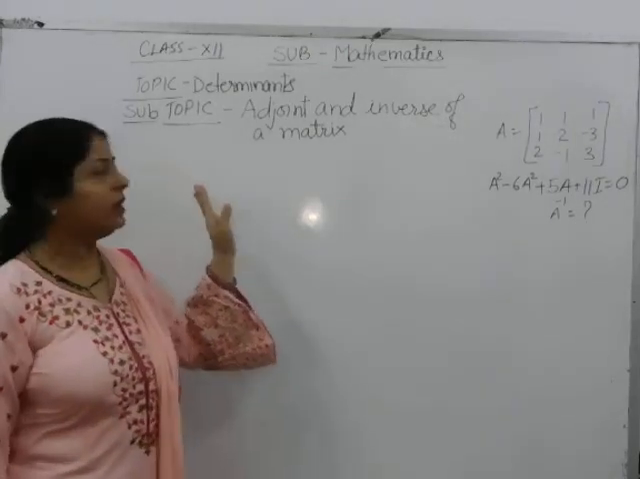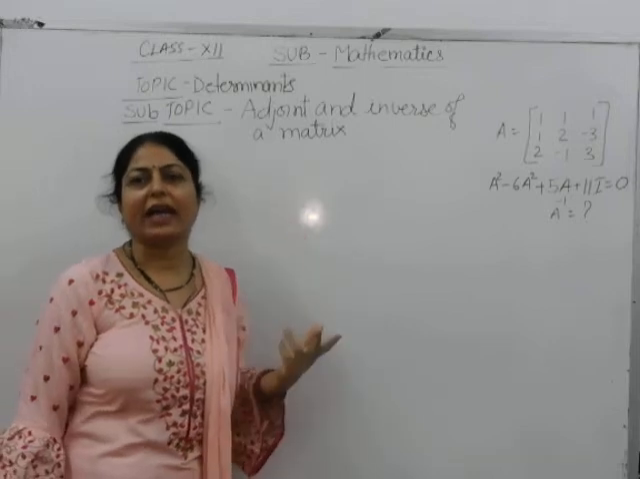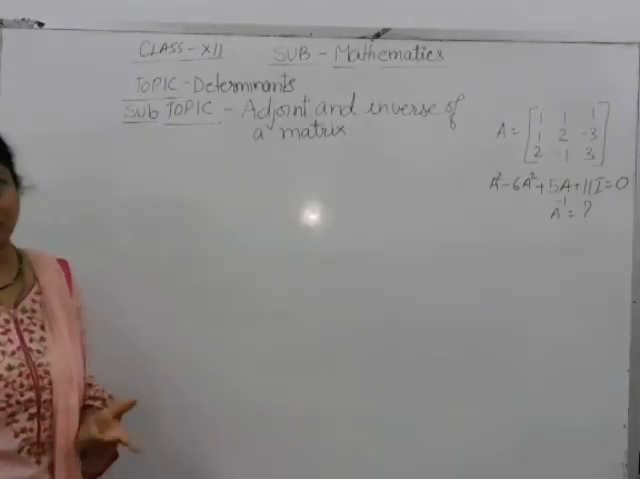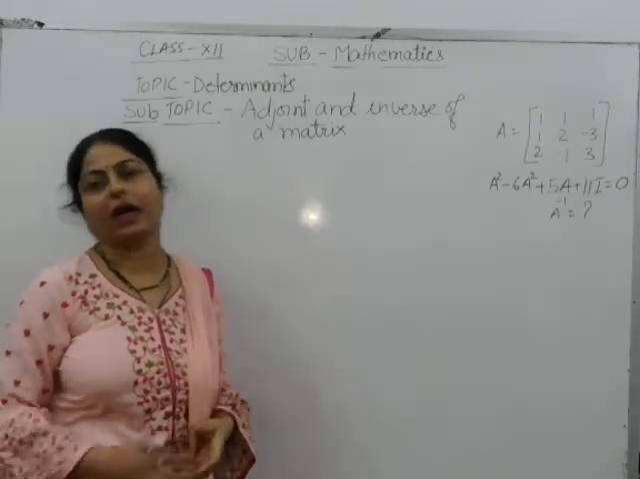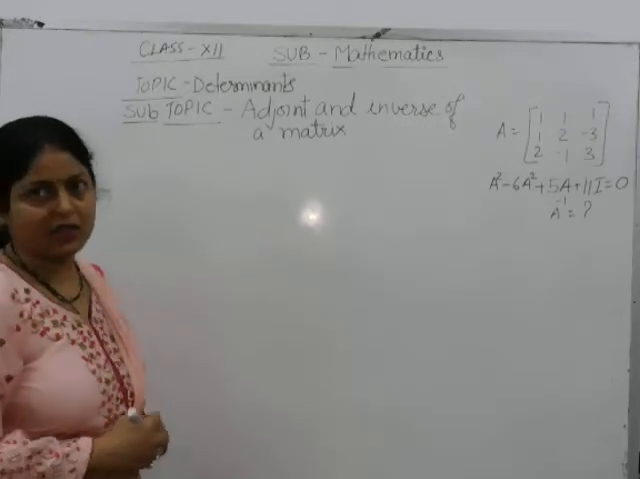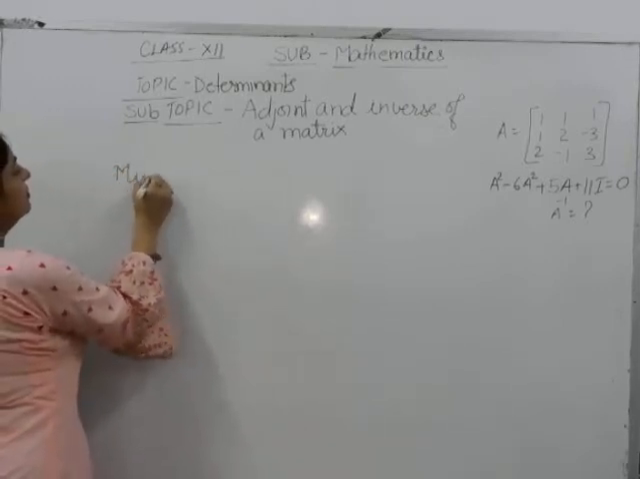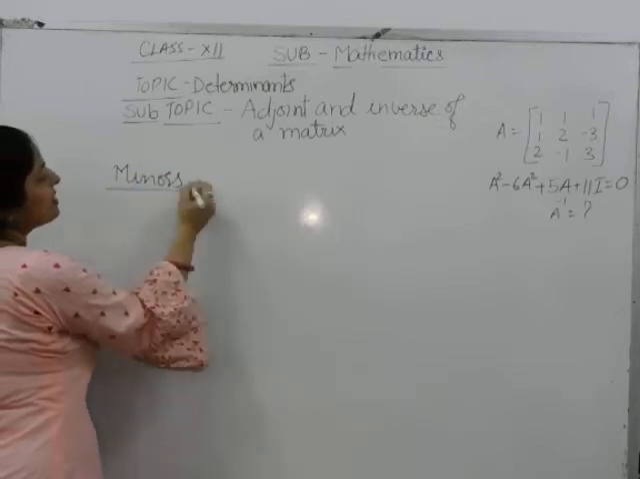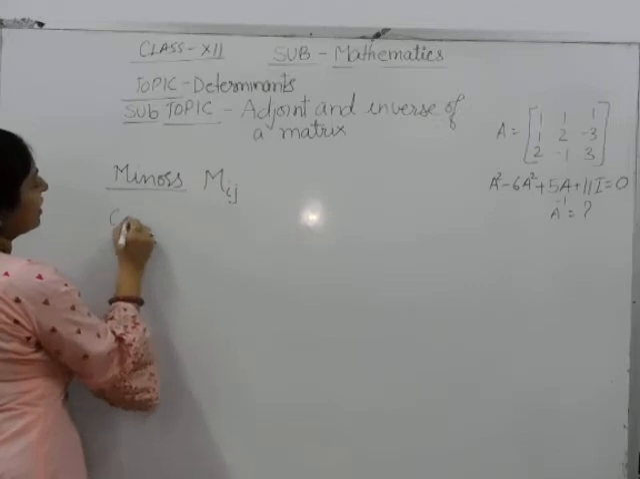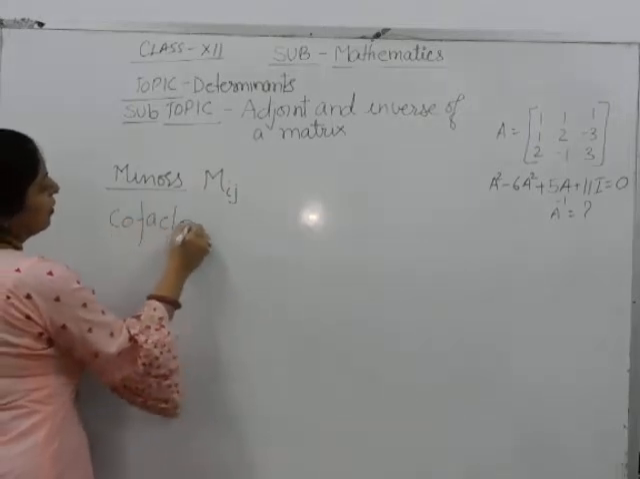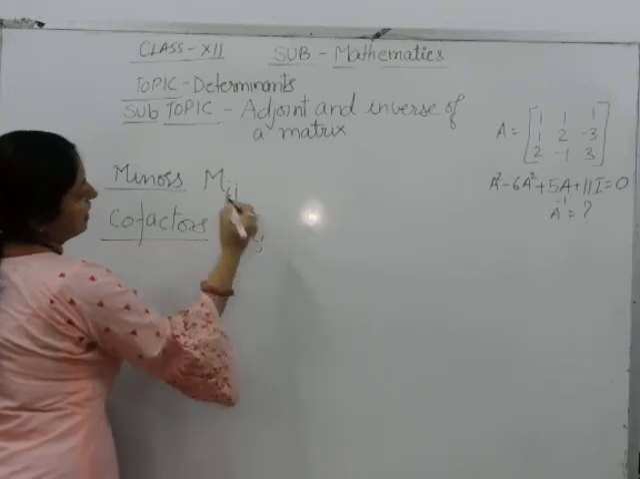Today in the topic determinants, we are going to discuss the adjoint and inverse of a matrix. Before we start, we must know about minors and cofactors. What are minors? Minors are denoted by capital M_ij. The second thing is cofactors. Cofactors are denoted by capital A_ij.